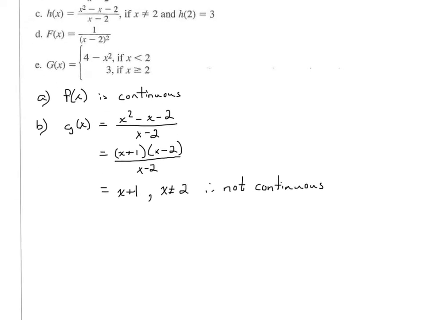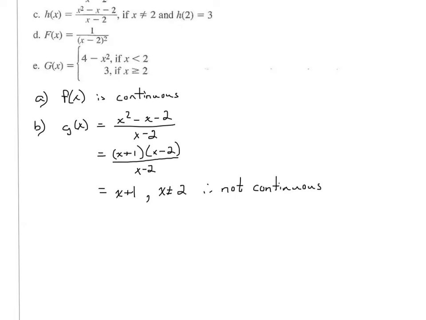So let's scroll up a little bit. Part C, we have the same function as we did in part B, this being h of x, right, being our nice x plus 1, where x cannot equal 2. But what it's saying, of course, is that we have a second part to this function, that our value at x equal to 2 is indeed 3.